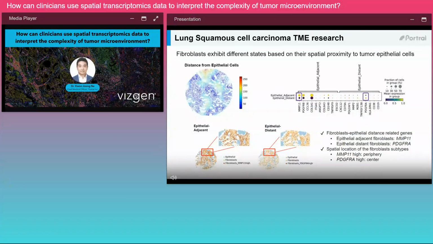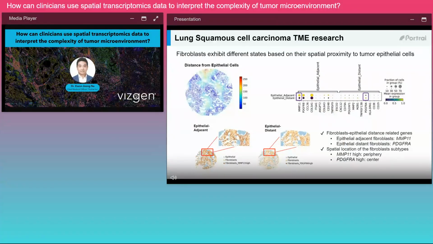Notably, MMP11 is highly expressed in epithelial adjacent fibroblasts, while PDGFRA is predominantly expressed in epithelial distant fibroblasts. The images at the bottom further illustrate the spatial location of these fibroblast subtypes. The epithelial adjacent fibroblasts marked by high MMP11 expression are located at the periphery, whereas epithelial distant fibroblasts marked by high PDGFRA expression are found in the center of the tumor.